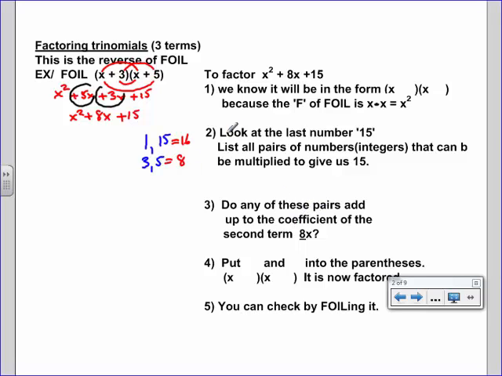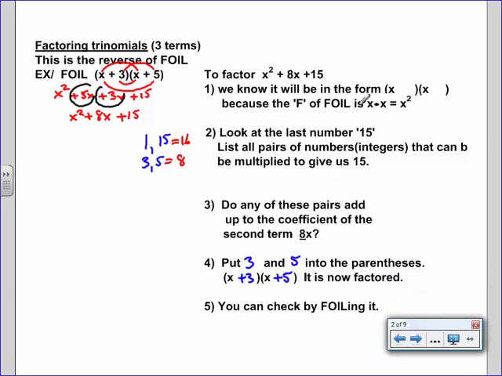3 times 5 is 15, and 3 plus 5 is 8. So we're going to put the 3 and 5 into the parentheses. They're both positive, so we write plus 3 plus 5. This is now the factored form. The factored form of x squared plus 8x plus 15 is (x plus 3)(x plus 5). You're done. It is factored.